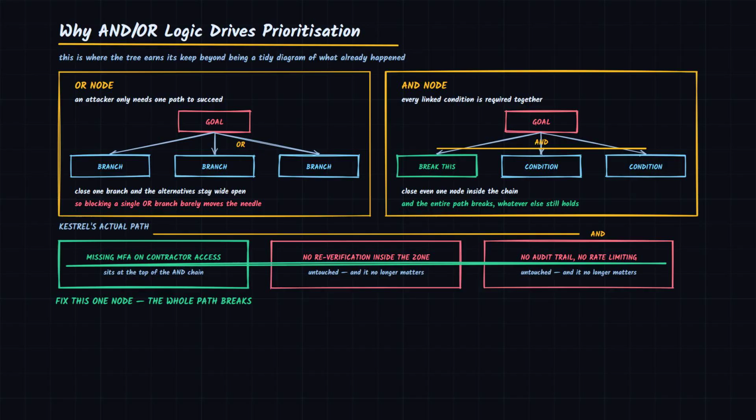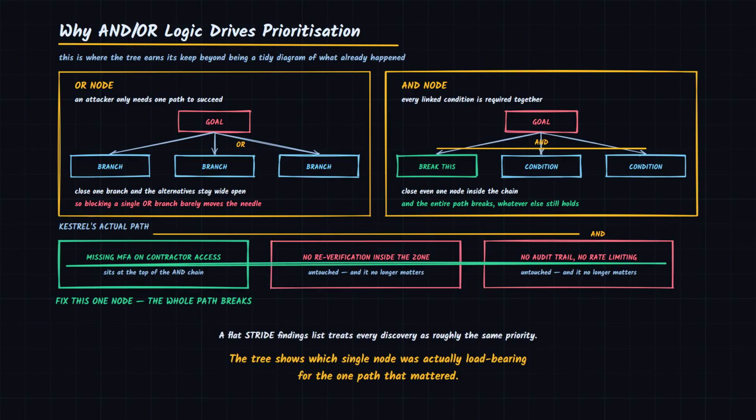Fix that one node, and the specific path the actual attacker used is broken completely, even without touching the missing audit trail or the absent rate limiting on the same path. That's not true of every finding on the list. A flat STRIDE findings list treats all of last episode's discoveries as roughly equal priorities. The tree shows you which one was actually load-bearing for the path that mattered.